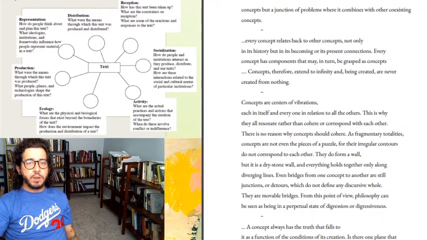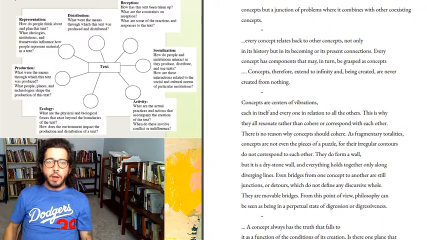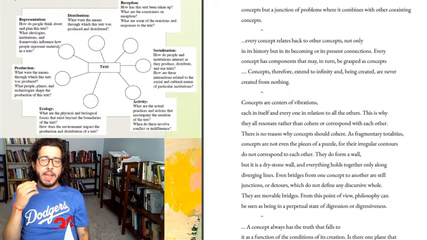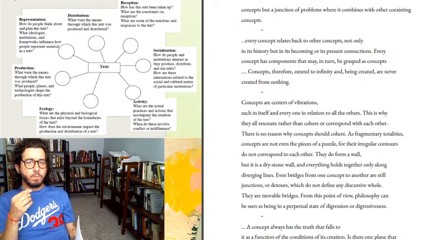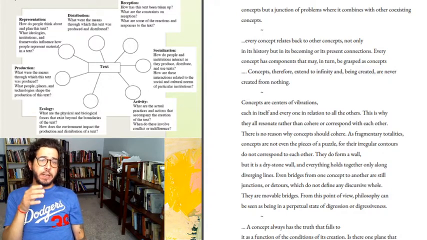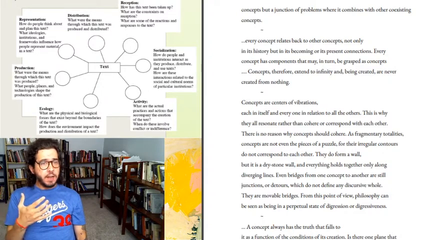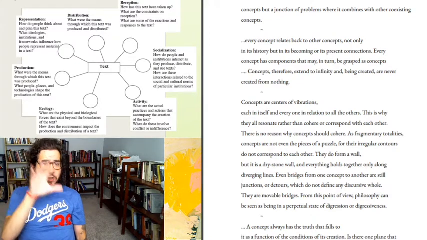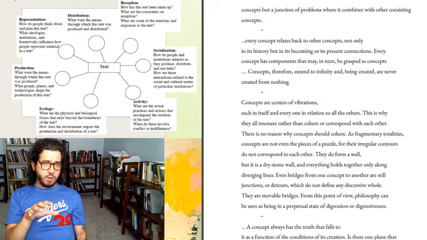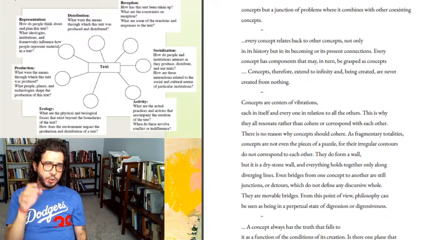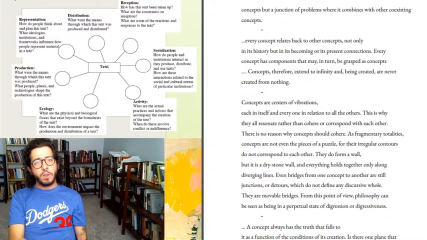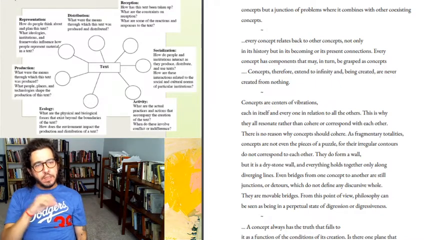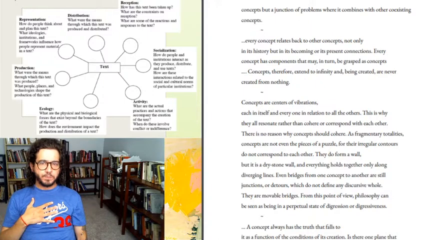Every concept relates back to other concepts, not only in its history, but in its becoming, and in what it's doing right now in the world. And every concept has components that in itself are concepts, right? The way that socialization includes all of these concepts: activity, production, representation, distribution, reception, ecology. All those things come together to make the socialization process that is then spun forward on us.